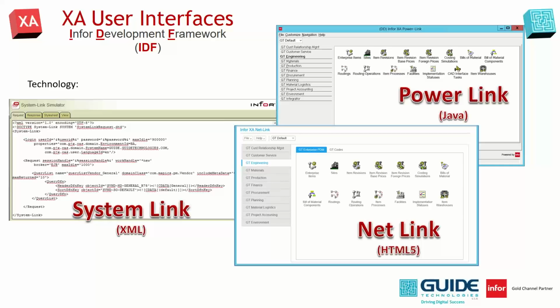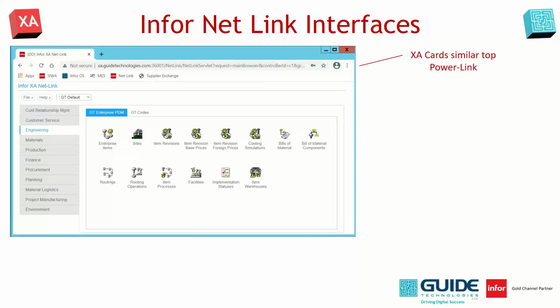This, of course, are the 3 standard interfaces for XA today. Notice there is not a green screen. PowerLink is the most common out there today. It is the application that is Java-based. You've been using it for years. Netlink is the HTML interface, and then, of course, SystemLink is the XML that's running behind these tools. Now, I'm showing you the traditional Netlink interface on this screen, but let's take a look at another option.